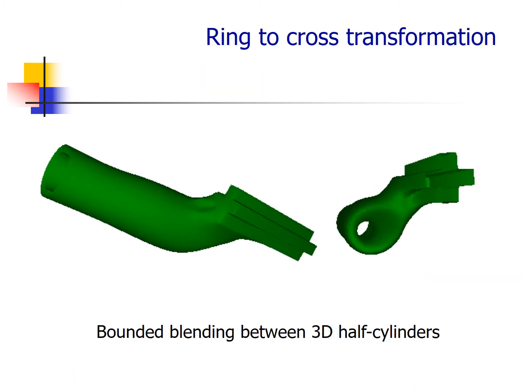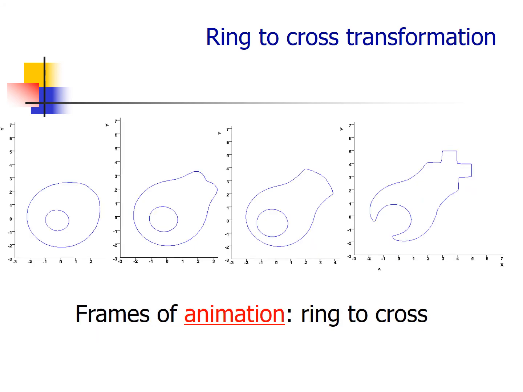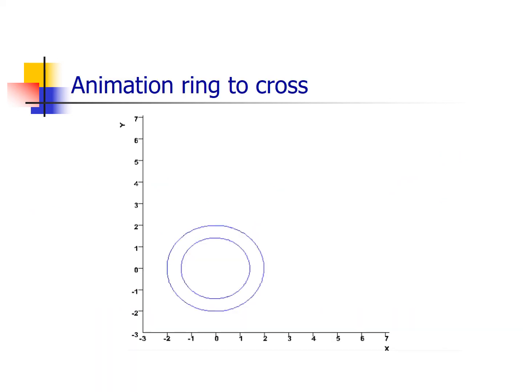As can be seen from this figure, the blending displacement from the exact union of two half cylinders takes zero value at the boundaries of the bounding solid, planes z equals -10 and z equals 10. This results in the exact initial 2D shapes obtained at the cross-sections outside the bounding solid. Here you can see a sequence of animation frames, ring to cross. Here you can see this animation.